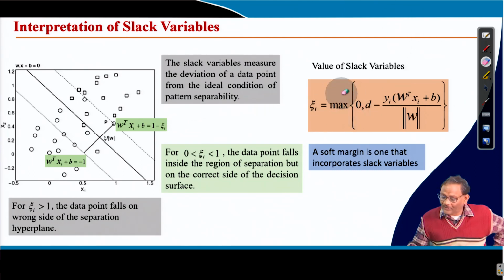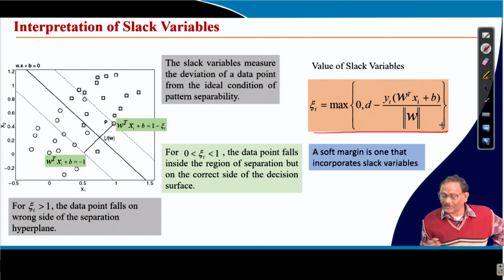Now how do we find the value of the slack variable? That formula is also given here. You can just use this formula, which is the maximum of 0 and d minus yi, that particular equation.